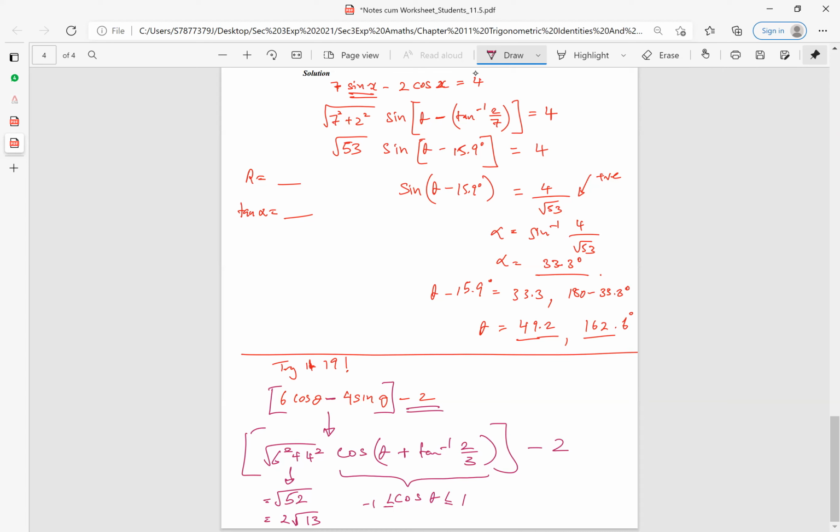Okay, so if I want to find the maximum value, basically I just take 2 square root 13. This whole function, cosine of theta plus tangent inverse 2/3, will become 1, then minus 2. This is my maximum value. What is my minimum value? This thing will now become minus, so it's minus 2 square root 13, minus 2. Are you guys able to follow?